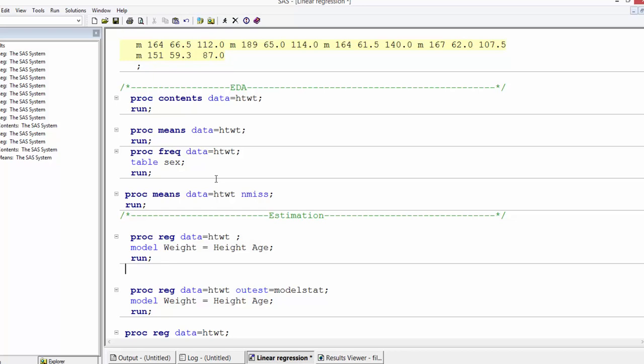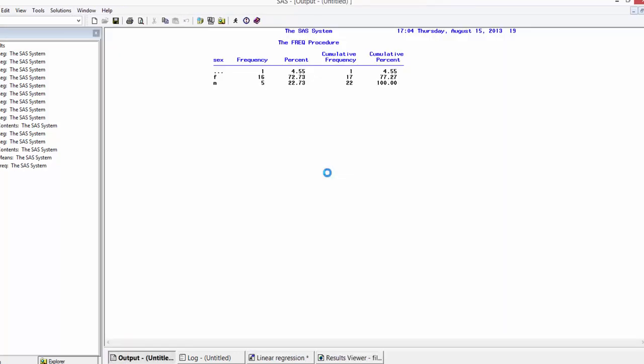As I've said, sex is one of the categorical variables that we have, and it has two categories, male and female. So we'd like to know how many are male and how many are female in your data set. For that we'll use a proc freq, and what we have found here is that there are 16 females and 5 males, and one data point is unknown as to whether it is a male or female.